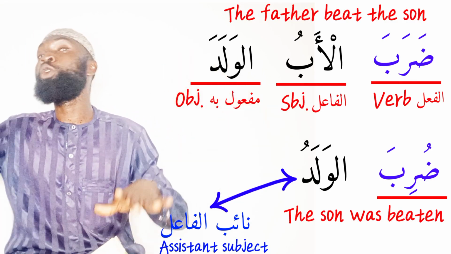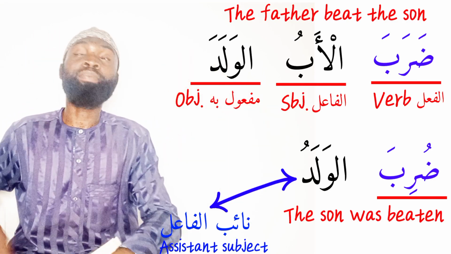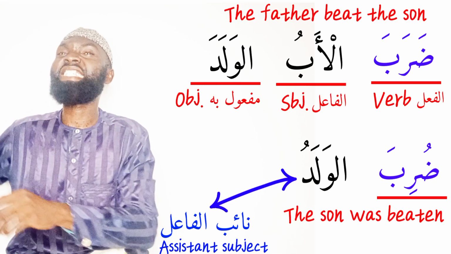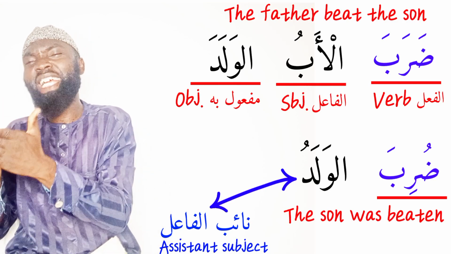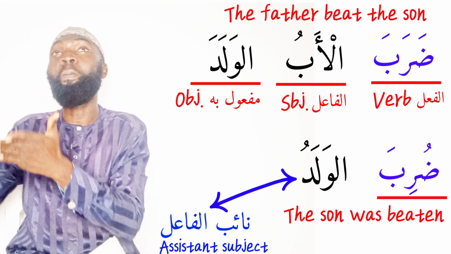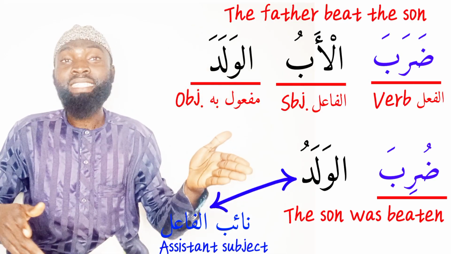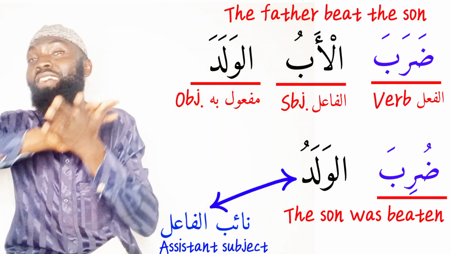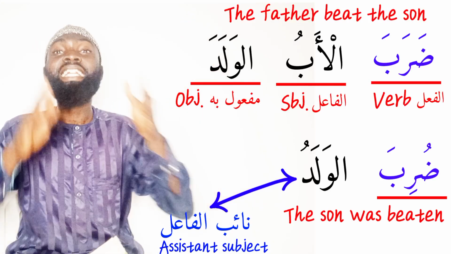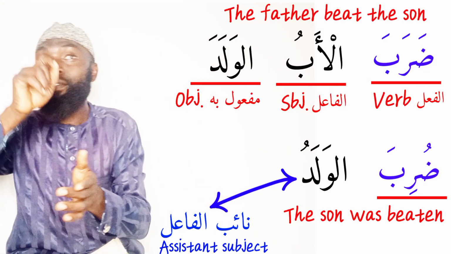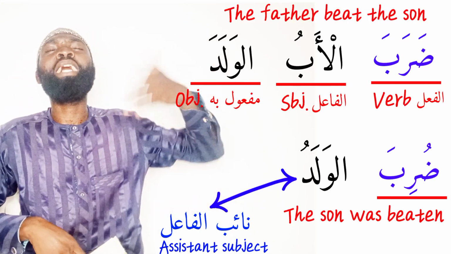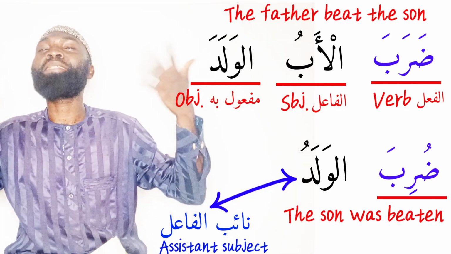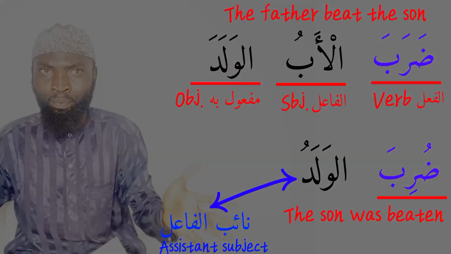Again, darabal abul walada, the father beat the son. Al-abu was the subject of the sentence, therefore it was in the rafu case, in the nominative case, carrying damma. Now that the father has been eliminated, and the father has been erased, it is no longer there, then al-walad now takes the position of the father, therefore carrying damma. Duribal waladu, the boy was beaten. Who beat him? We don't know.